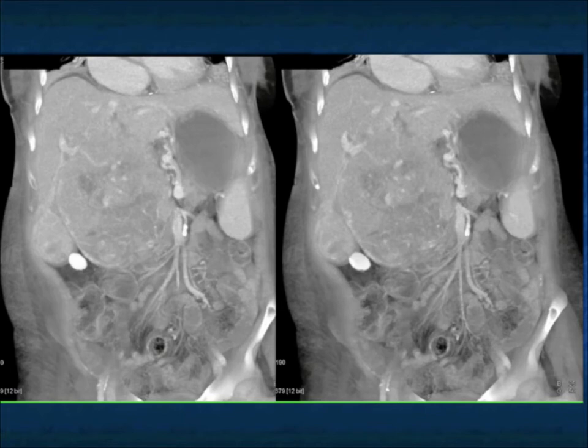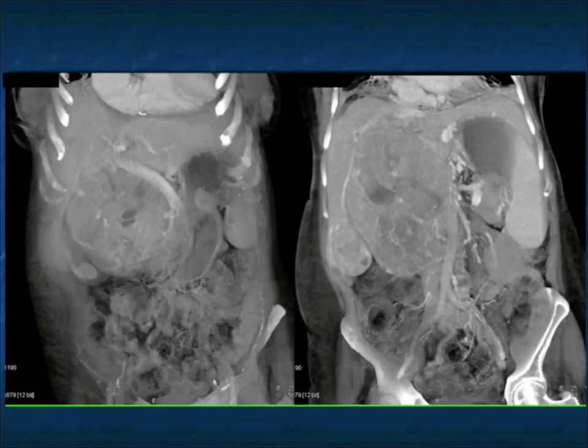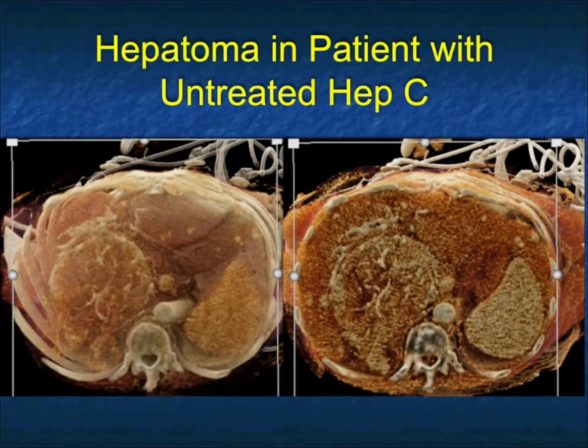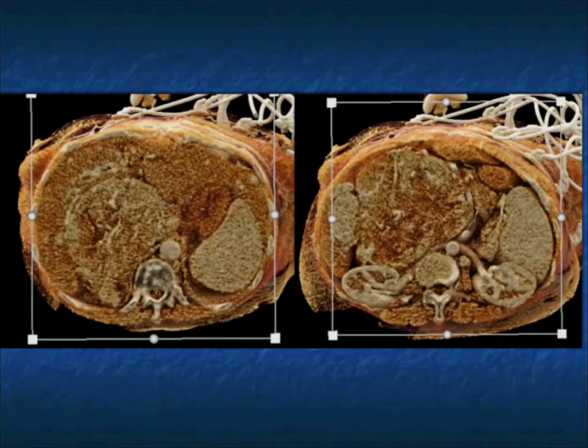So again, axials, coronals, and 3D mapping with MIP and volume rendering become very critical. And here's the portal vein being compressed, and there's some early portal vein involvement as well. Same patient, you see the textural change on the cinematic rendering of the tumor compared to the cirrhotic liver and to the spleen. Again, we're looking at textural change.